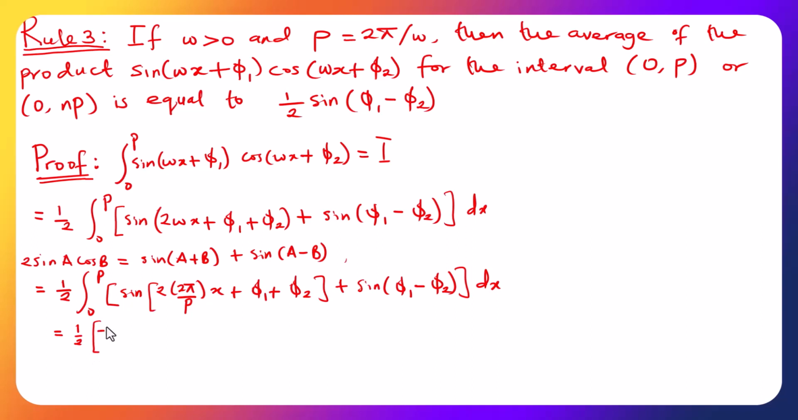And this gives us 1 over 2 into minus p over 4 pi cos of 4 pi x over p plus phi 1 plus phi 2, plus x sine of phi 1 minus phi 2, and in the interval 0 to p.